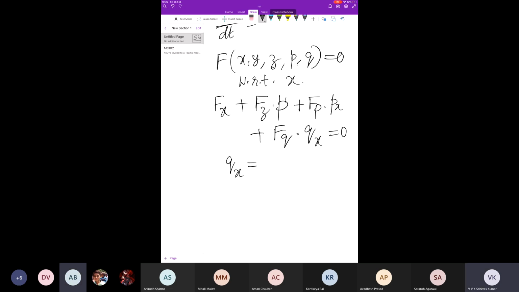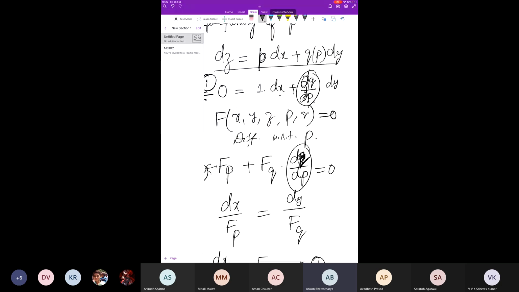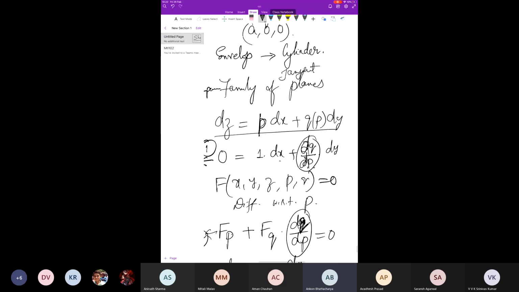Sir, can you please repeat the above steps? I could not understand that. Where did we get dx upon fp is equal to dy upon fq from?